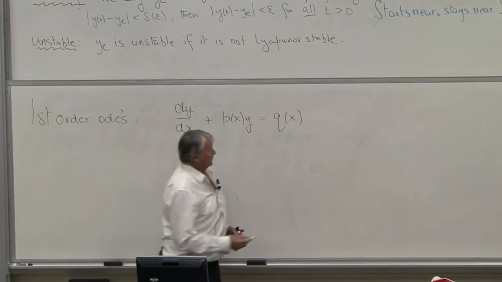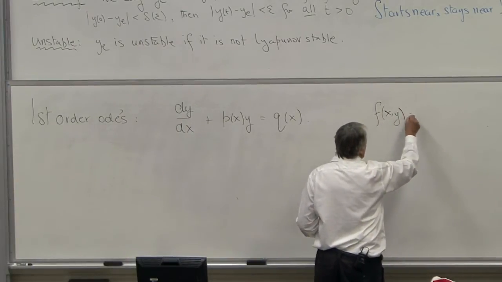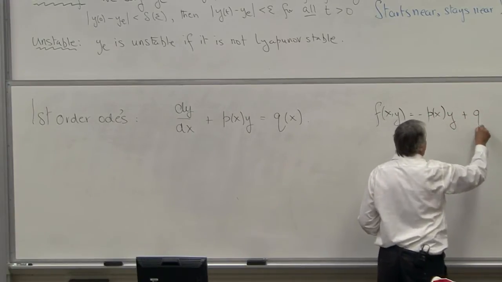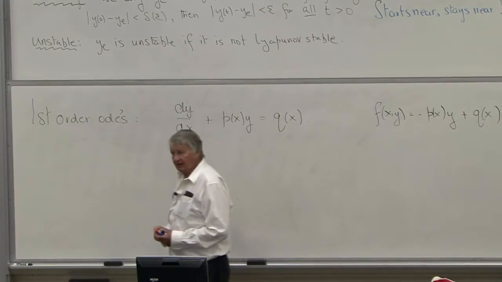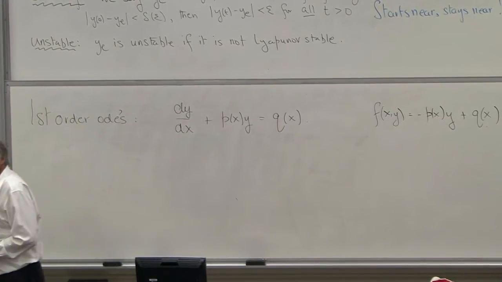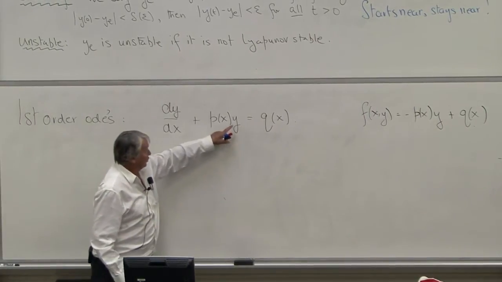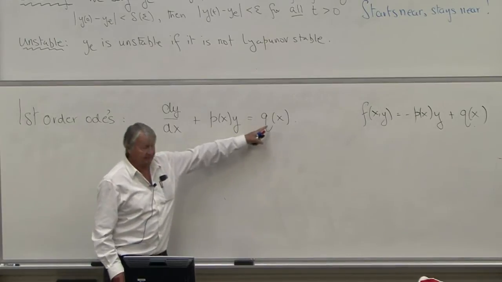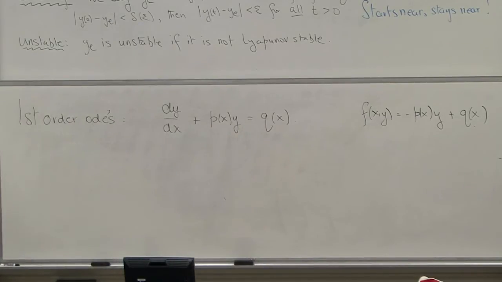In other words, in the general case, our f of x and y was minus p of x times y plus q of x. So you see, the equation is entirely linear. It's a linear combination of 1, y, and dy by dx. The coefficients in the combination can be functions of the independent variable.